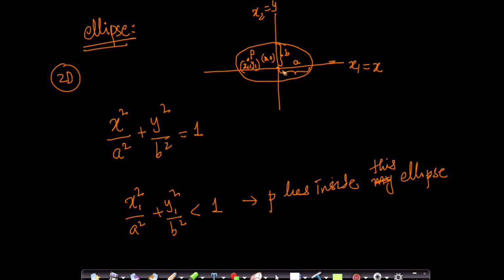If half the length of the major axis is A and half the length of the minor axis is B, then if the value is less than 1, it lies inside. If it is greater than 1, then P lies outside my ellipse. If it's exactly equal to 1, then it lies on the ellipse, right? So this is my 2D.